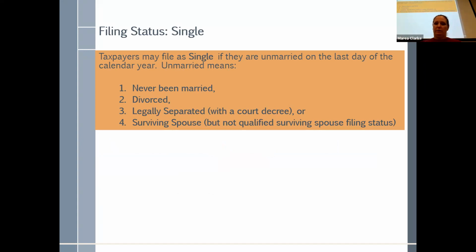Sometimes there is not a choice. And generally for single, there is not a choice, right? So you can file as single if you are unmarried on the last day of the year. What in the world is going on there?